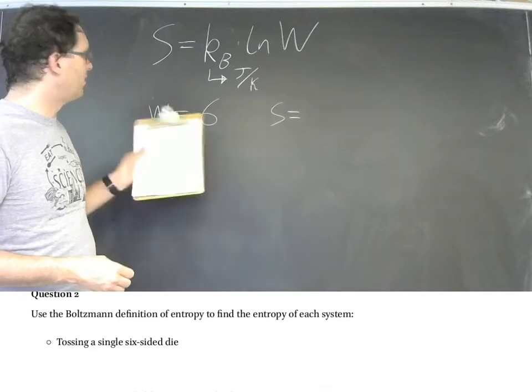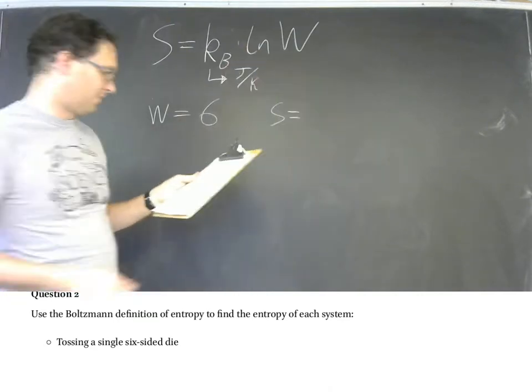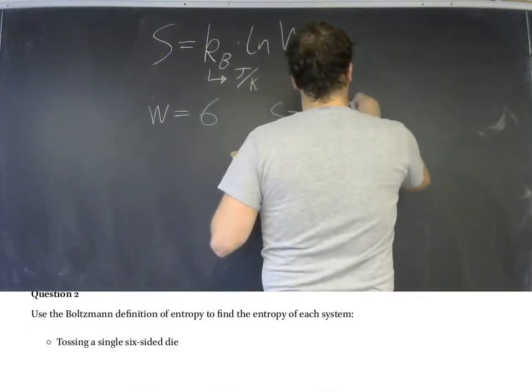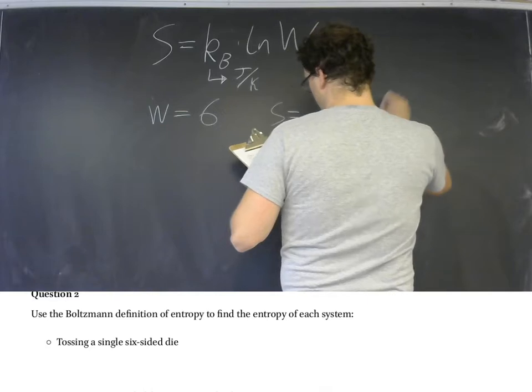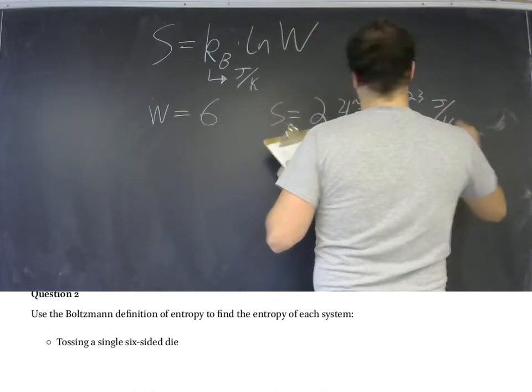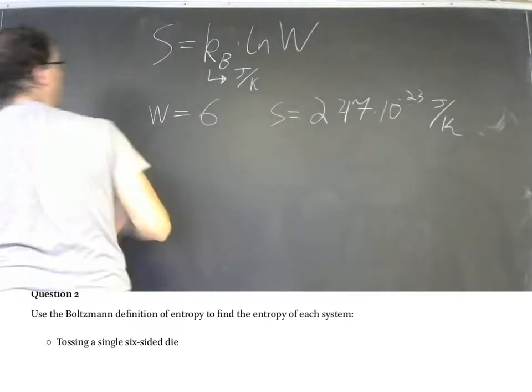Okay, so if I take Boltzmann's constant and multiply by the natural log of W, then I'm going to get 2.47 times 10 to the negative 23rd joules per Kelvin. Okay.